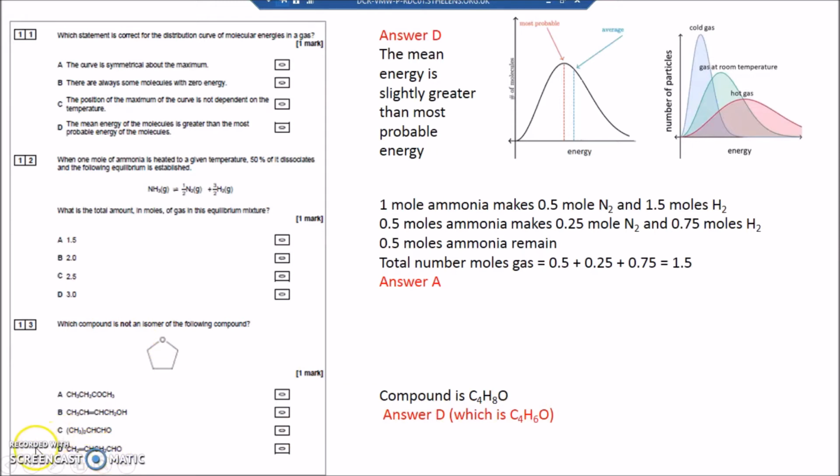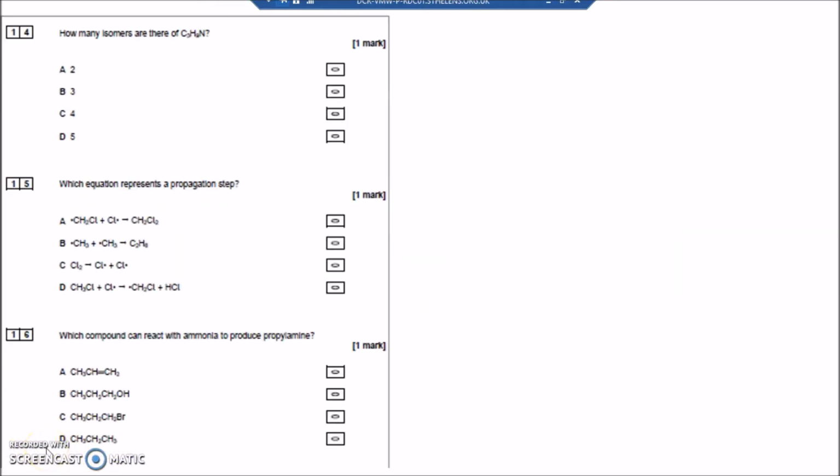The answer is... Question 14. How many isomers are there of C3H9N? There's probably more than you think. So first of all, there's propylamine, so CH3CH2CH2NH2, which is a primary amine.